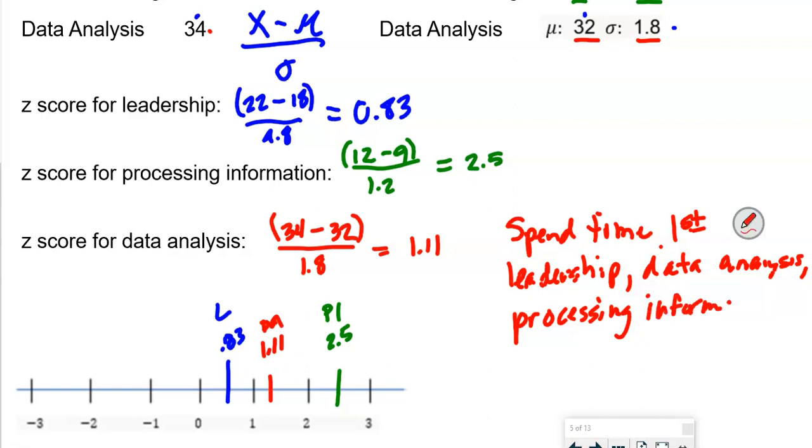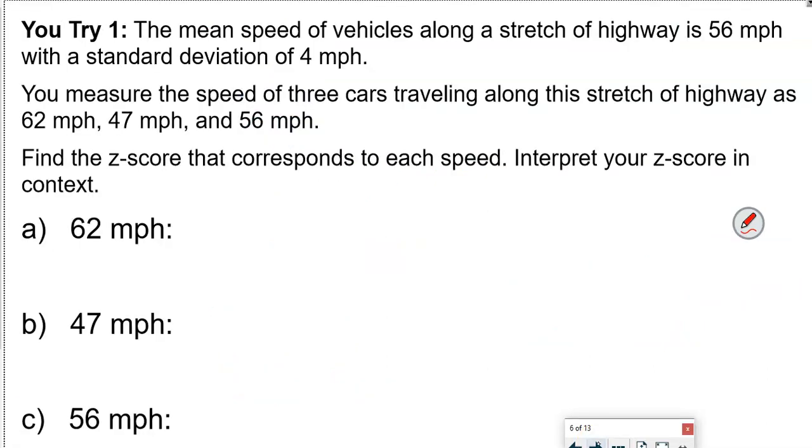Okay? So that's the order in which she should study. So the next one says you try 1. The mean speed of vehicles along a stretch of highway is 56 miles per hour with a standard deviation of 4 miles per hour. You measure the speed. So this is going to be our mu, right? And this is going to be our sigma, okay? So you're going to use the same formula that we used before. Go ahead and do this one and then come back to me when you're done.